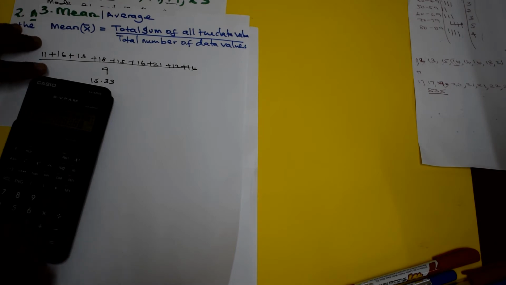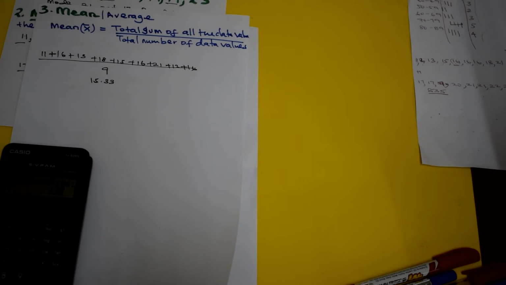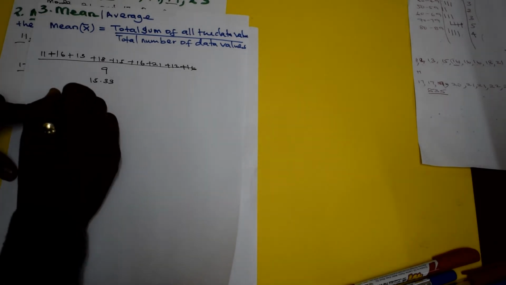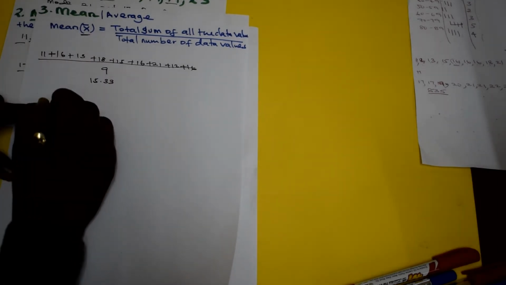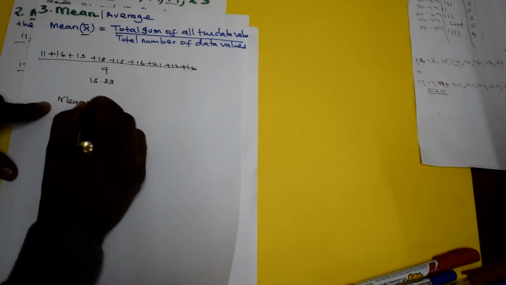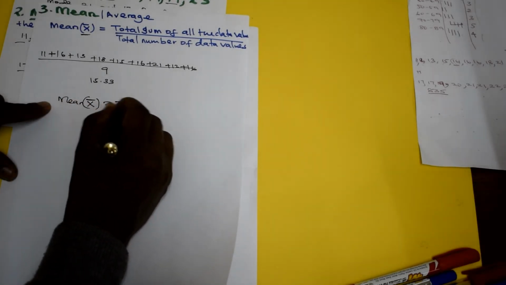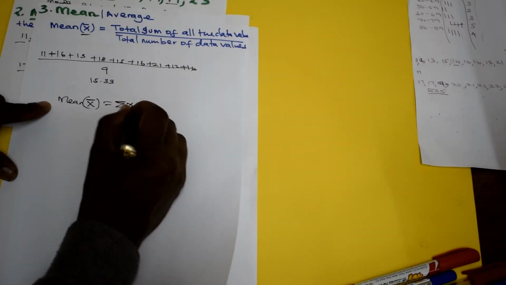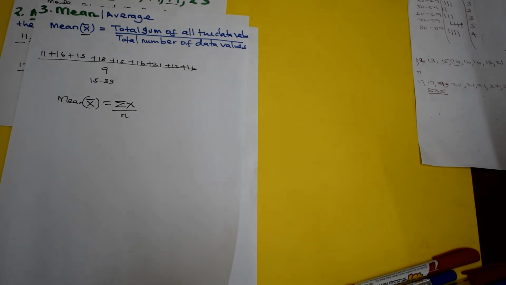So to ensure you are accurate, you can confirm again. So for us to get the mean, we denote it by x bar, and the sum we write as sigma x, divided by the number of terms, where x are these numbers or data values that we have been given.